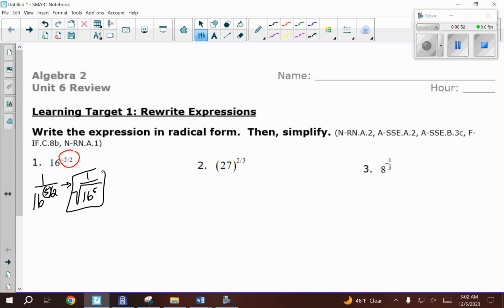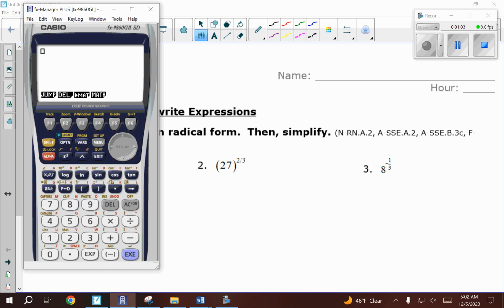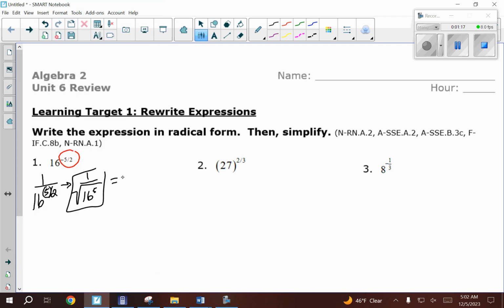The second part says then simplify. When we simplify, I recommend typing it into a calculator. If it gives us a decimal, then we have to show the work by hand. So I'm going to check out the square root of 16 to the 5th power. That gives us 1024. So the answer to this is going to be 1 over 1024. We didn't really have to do any work by hand there.